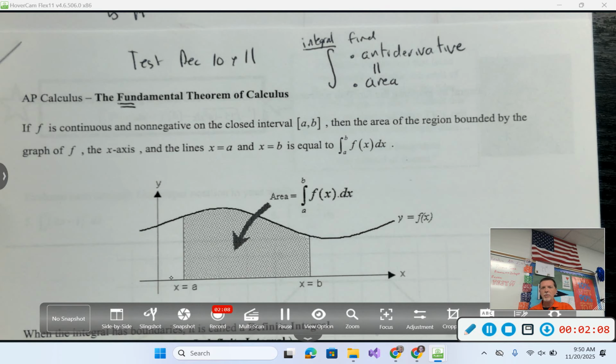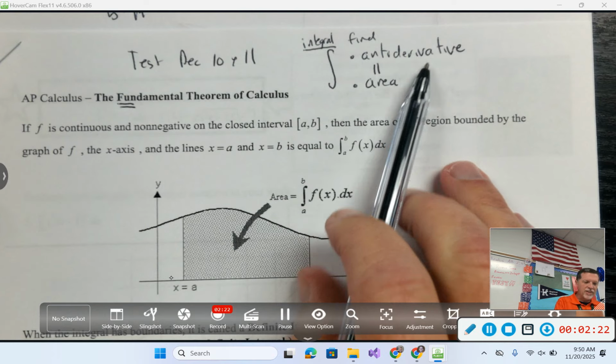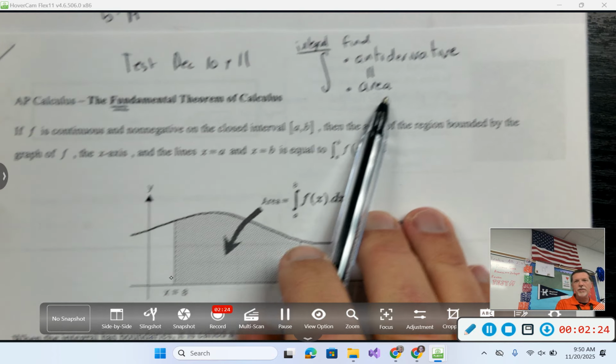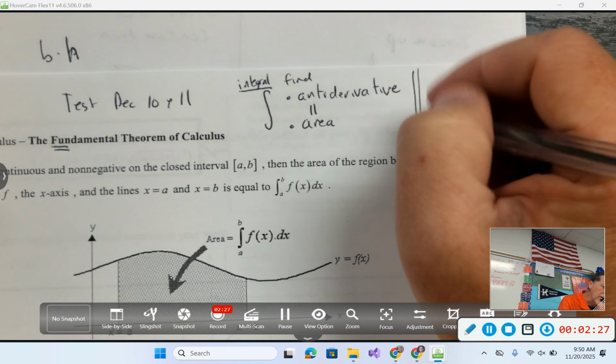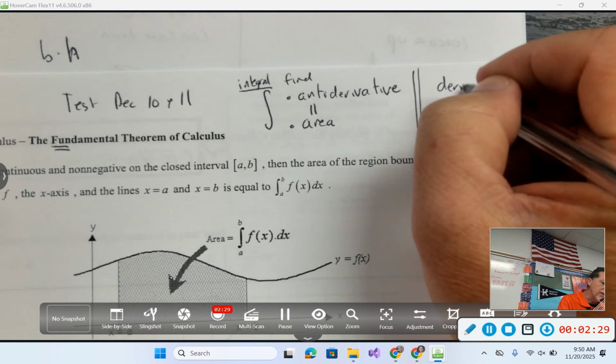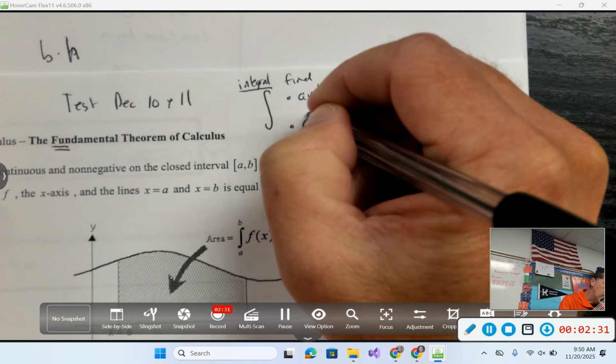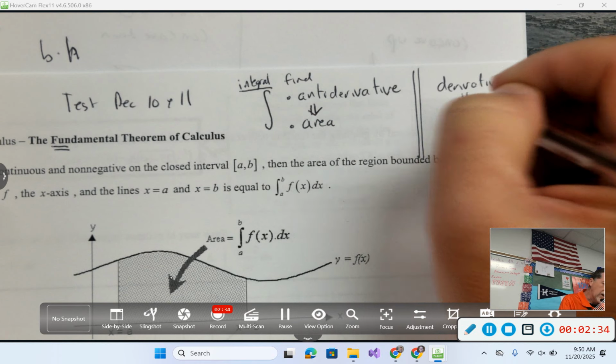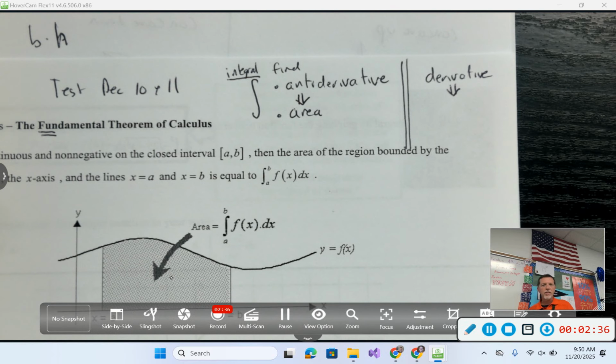Maybe that seems weird because those are two completely separate ideas. Why does that work? That's why calculus is cool to those of us who understand it. Hopefully you get to the point where you appreciate that taking an antiderivative tells you the area under the curve. The parallel is taking a derivative. So antiderivative tells you area. What does the derivative tell you about the graph?